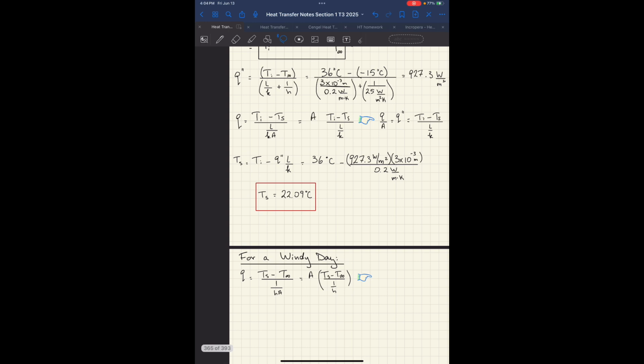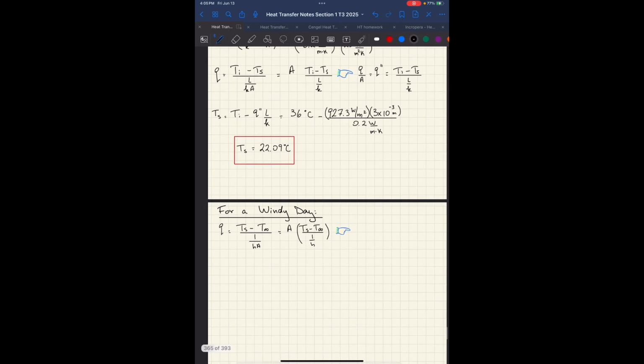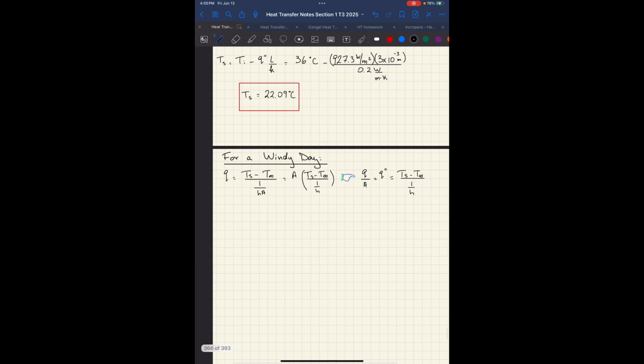Okay. So Q over A, which is basically Q double prime, is Ts minus T infinity over 1 over H. So now we can solve for Ts. So now Ts, again, don't do this in one step. I'm only doing it this way, as I said, just to save time. You're going to get here your Q double primed multiplied by 1 over H, so you get this, plus T infinity.